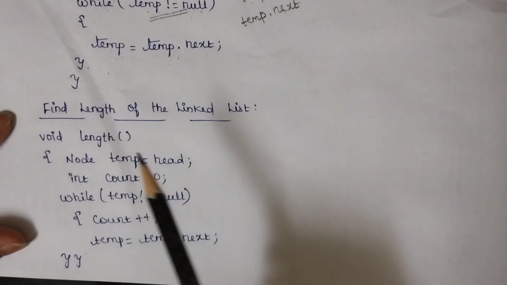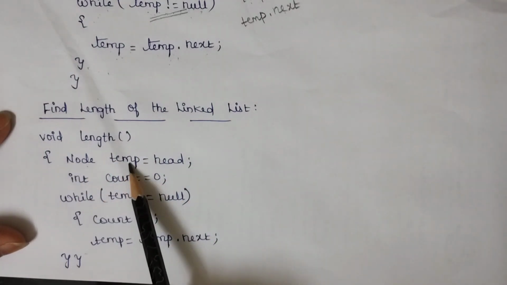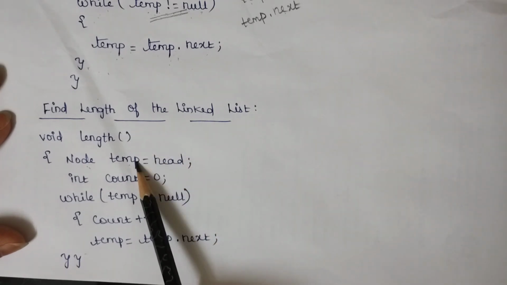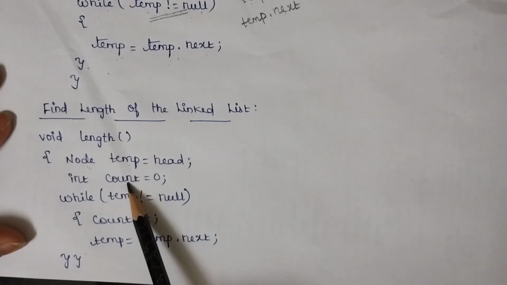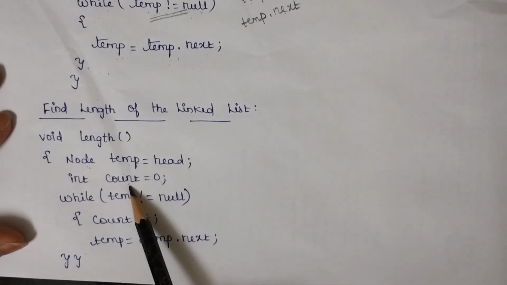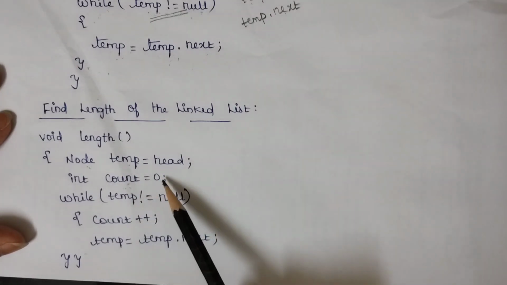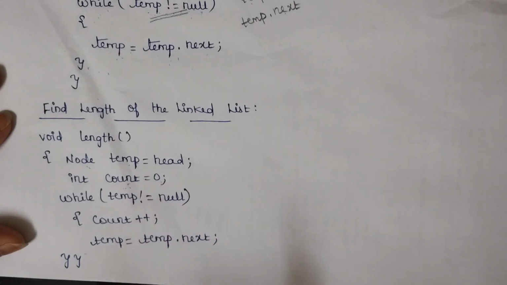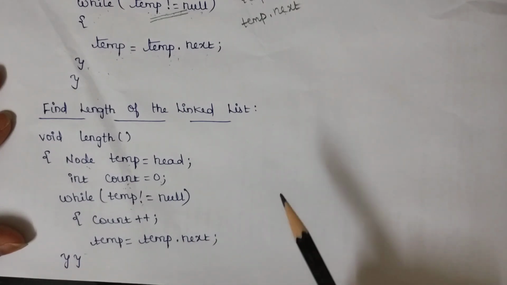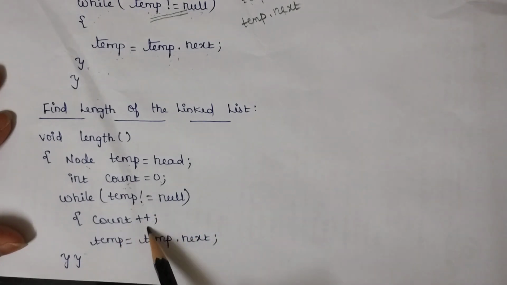If you look at this code, in the same way, I have created a temporary node, and I'm assigning the head node as the temporary node. Here I have used one more variable, called count. Initially I'm assigning the value 0 for this count, because I haven't started my iteration. Once I start my iteration, if I find any node existing in the list, then I'm going to increment my count.